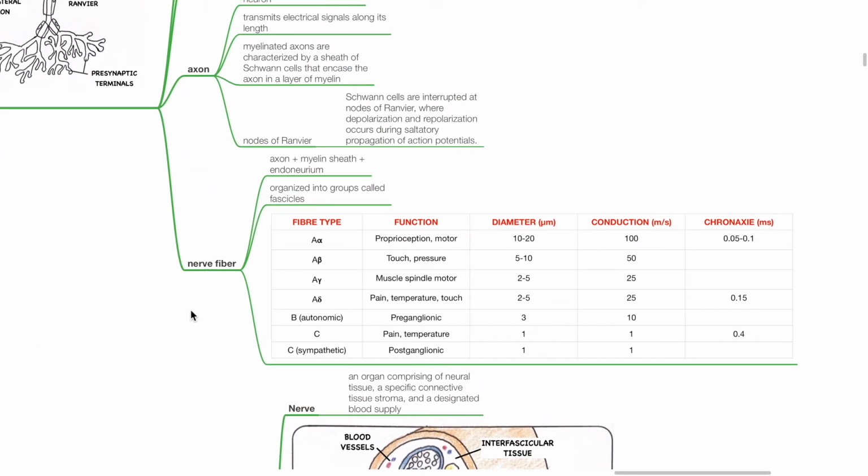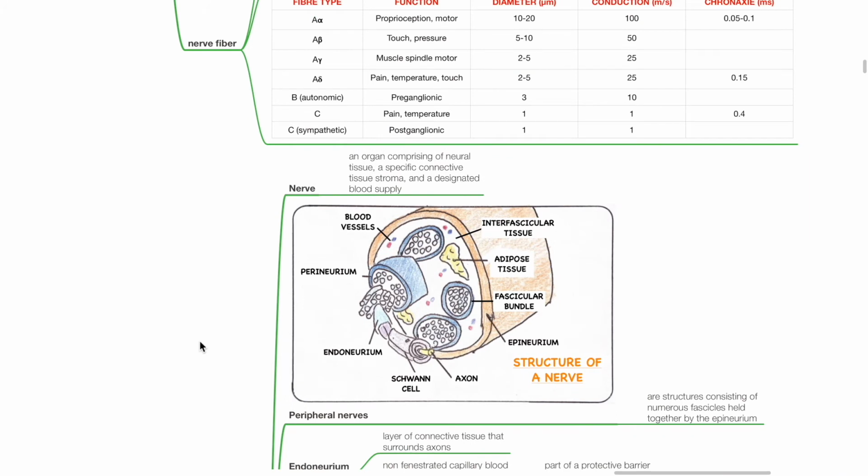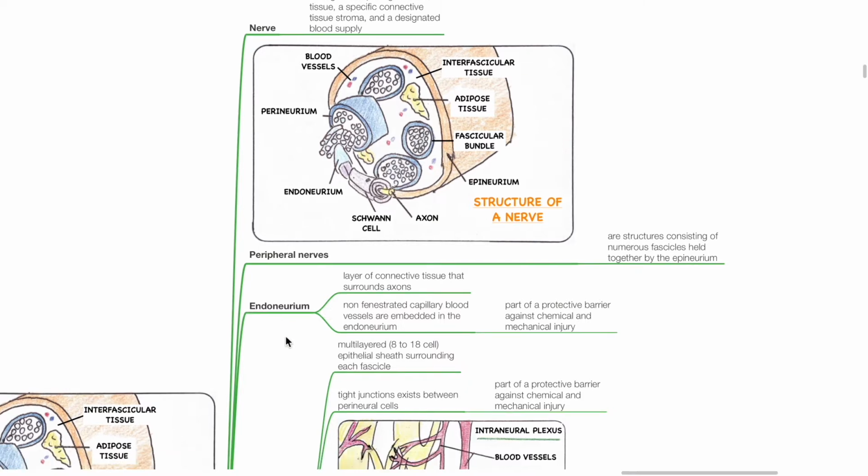The nerve fiber consists of axon, myelin sheath, and endoneurium, and are organized into groups called fascicles. The nerve is an organ comprising neural tissue, a specific connective tissue stroma, and a designated blood supply. Peripheral nerves are structures consisting of numerous fascicles held together by the epineurium. The endoneurium is a layer of connective tissue that surrounds axons.